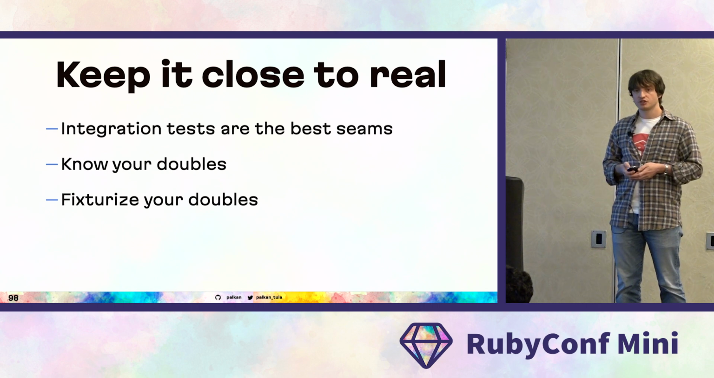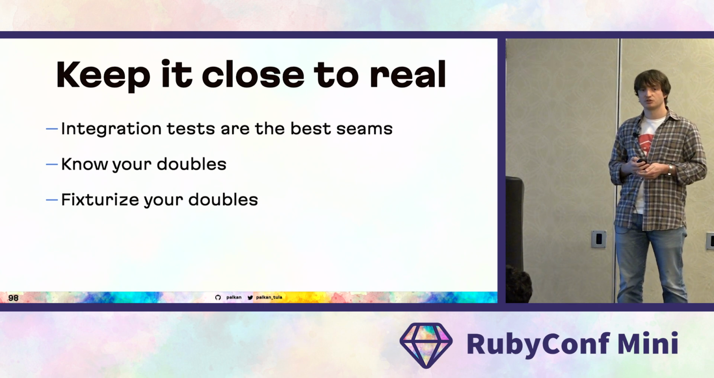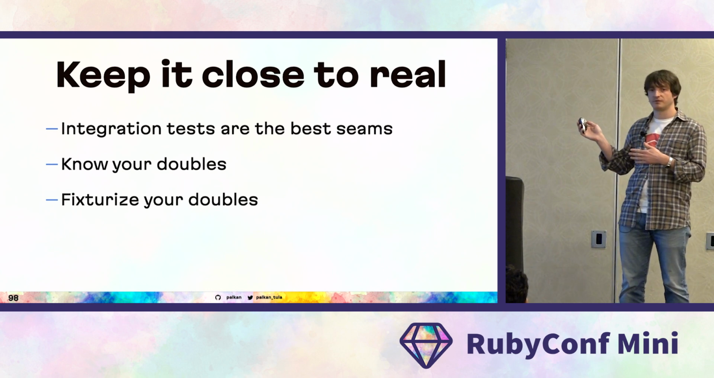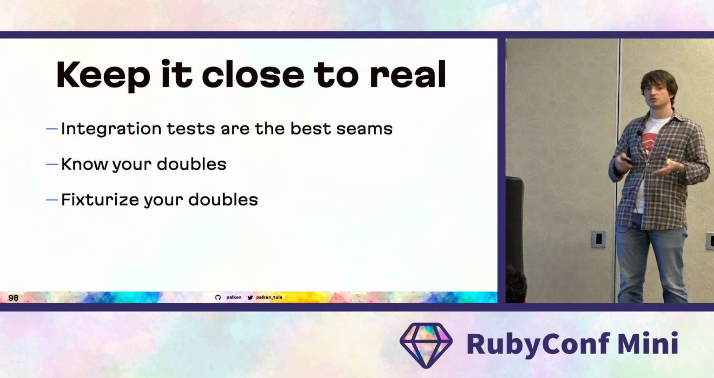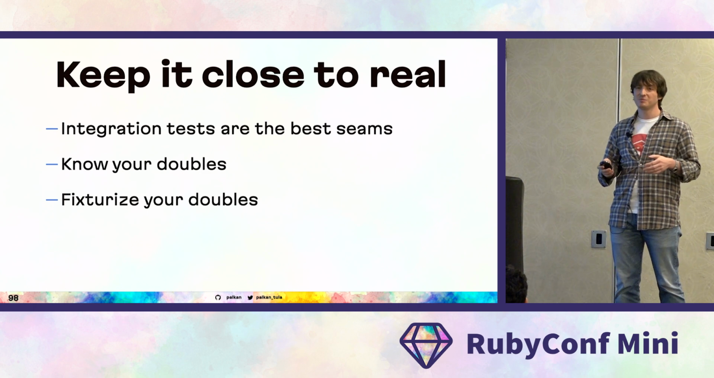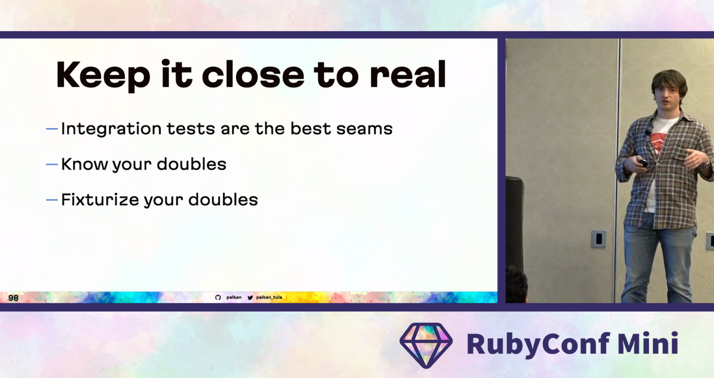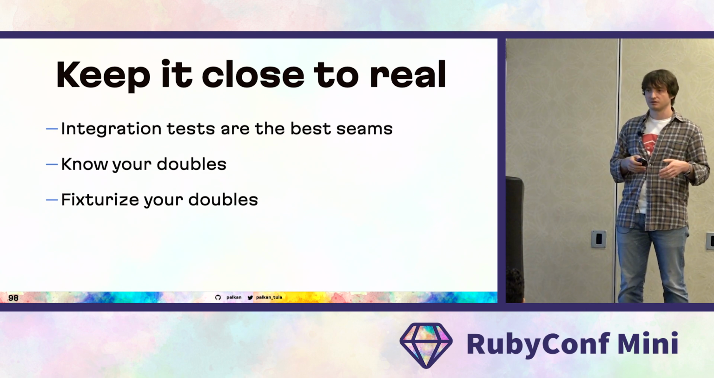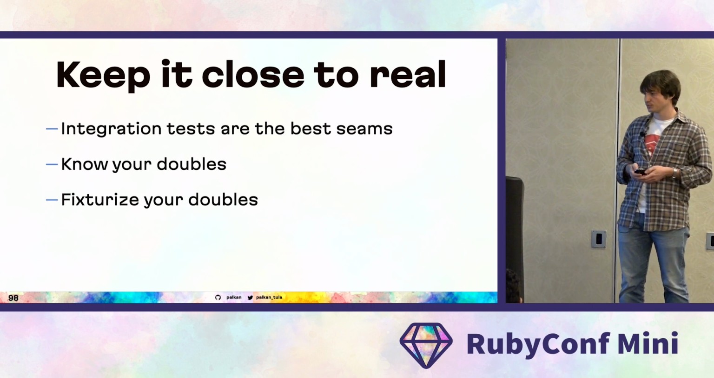So one suggestion I highly recommend is fixturizing doubles, like extracting them, even without using all the things I told you about, into shared contexts, keeping a library of mocks. It's really useful to understand how your tests use fake objects.